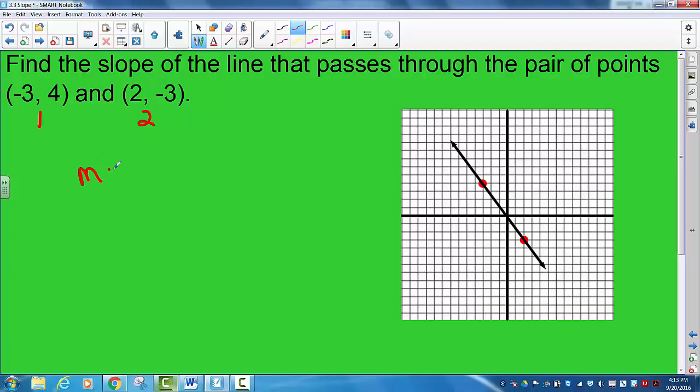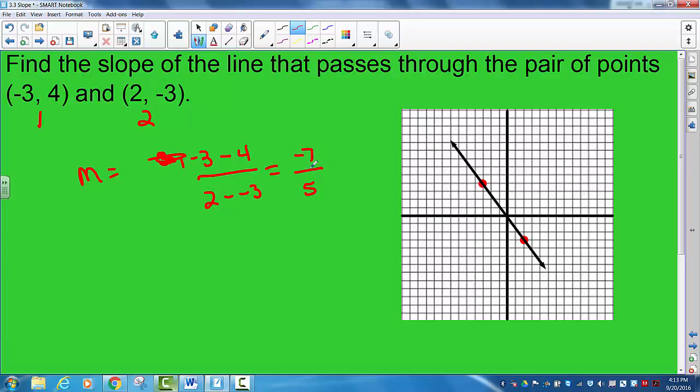But slope equals -3 minus 4 over 2 minus a -3. And that gives us -7 over 5.